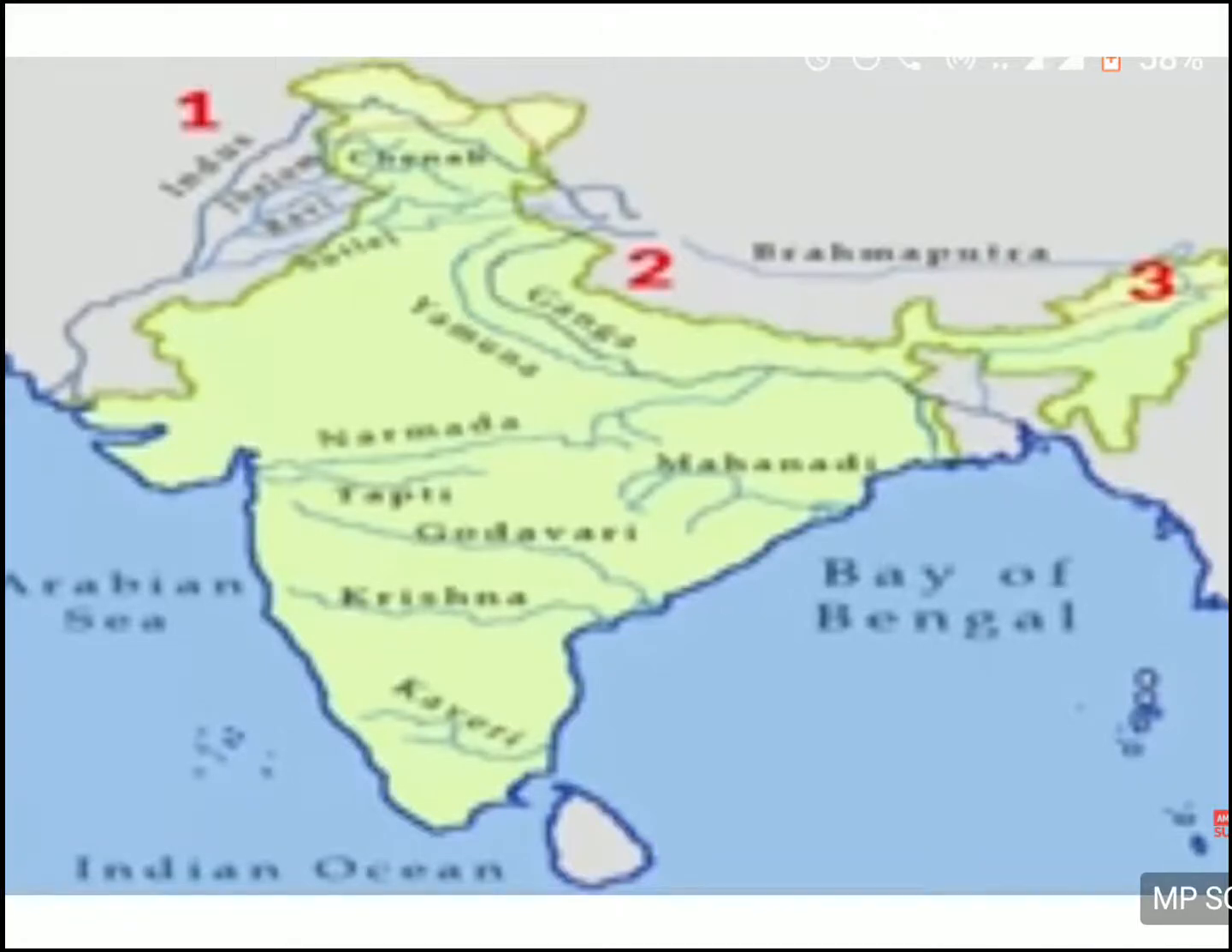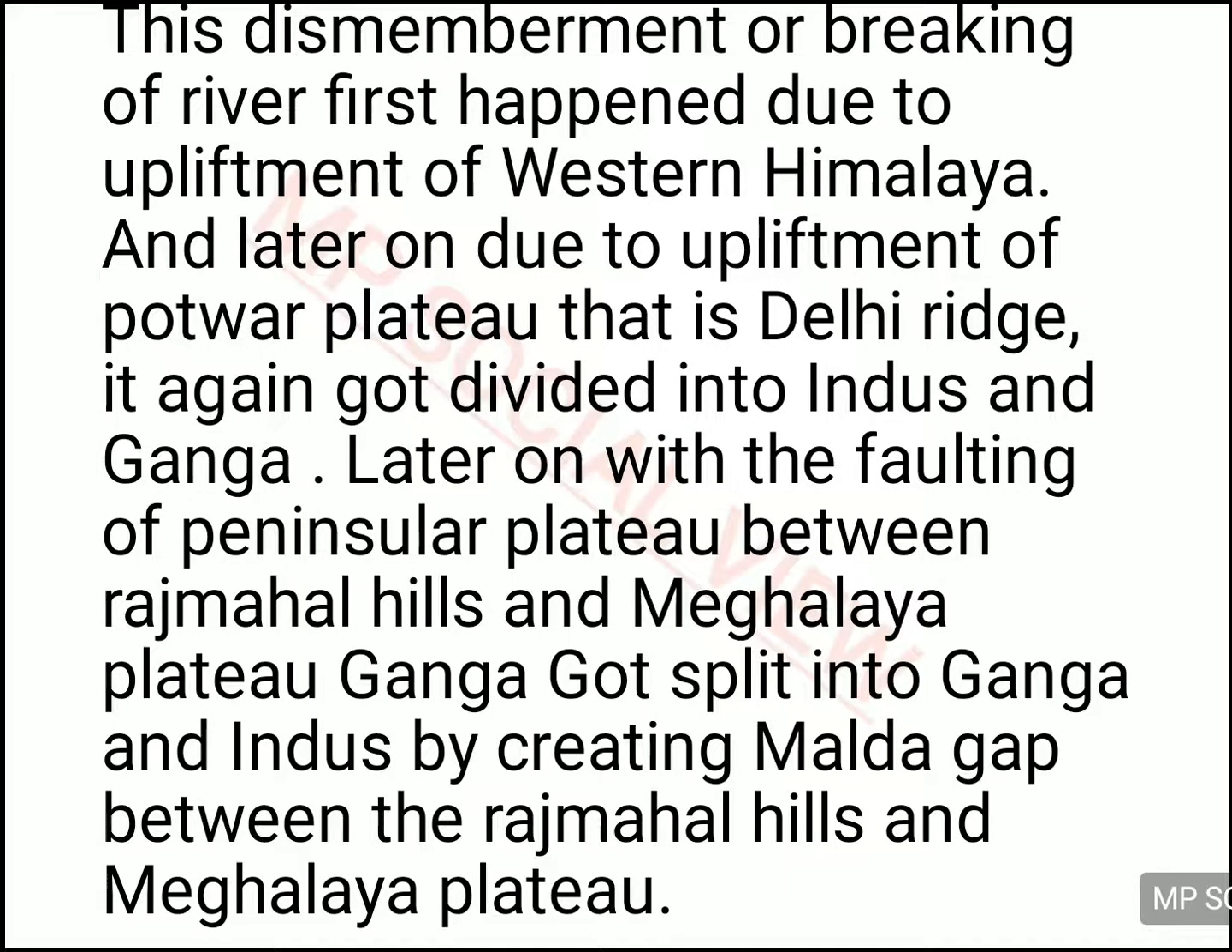So you can see the same long river was broken into 3 parts. First part was Indus and its tributary, second Ganga and its tributary, and third, on the easternmost side, is Brahmaputra with its tributary. Alright, so why did this dismemberment or breaking up of the river happen? What is the story behind the breaking up of these 3 rivers?